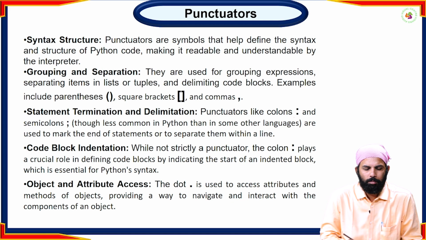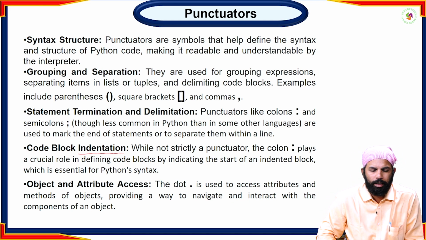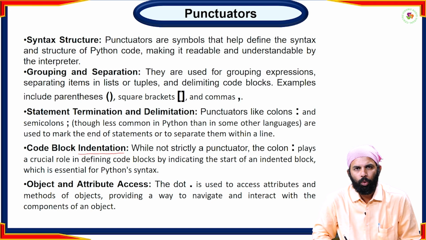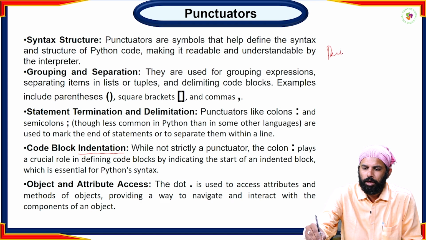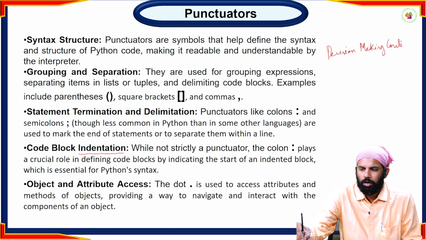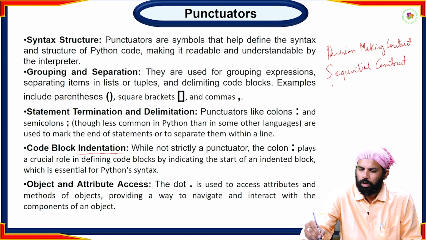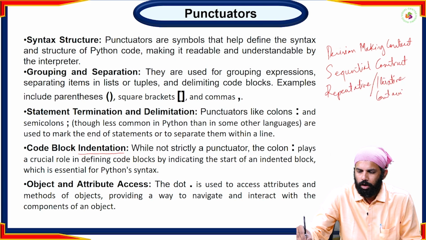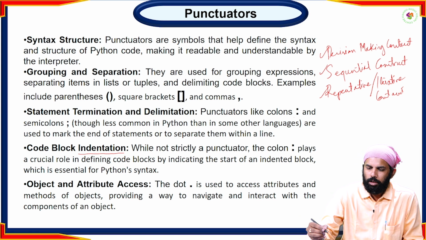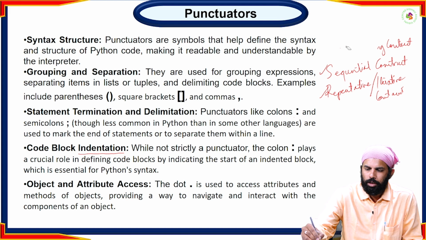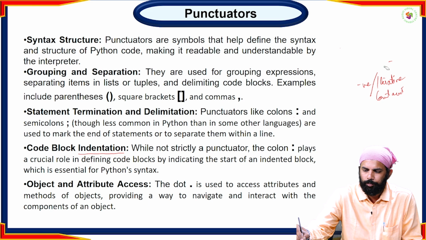We basically have something called indentation, and block indentation helps the whole code divide itself into a decision making construct, a sequential construct, or a repetitive or iterative construct. What are these? We are going to see them further in the coming videos. Till that time, keep in mind that punctuators are helping us construct these programming constructs also.